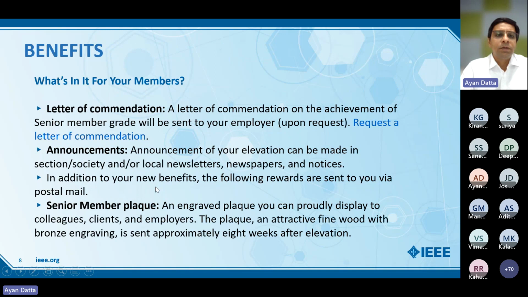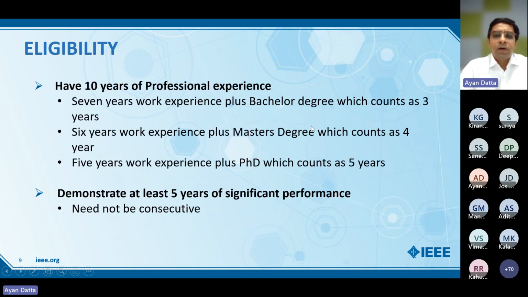So this is about senior membership. The basic requirement is that you need a total of 10 years of experience, and you get a discount for your degree courses. If you're a bachelor's degree holder, you get 3 years of discount, which means you just need 7 years of experience. If you're a master's degree holder, you need 6 years of experience. And if you are a PhD, you need 5 years of experience to apply for senior membership. You can get more details once you visit the website.